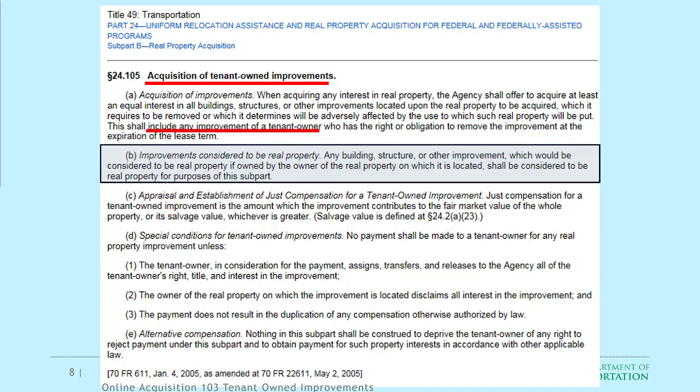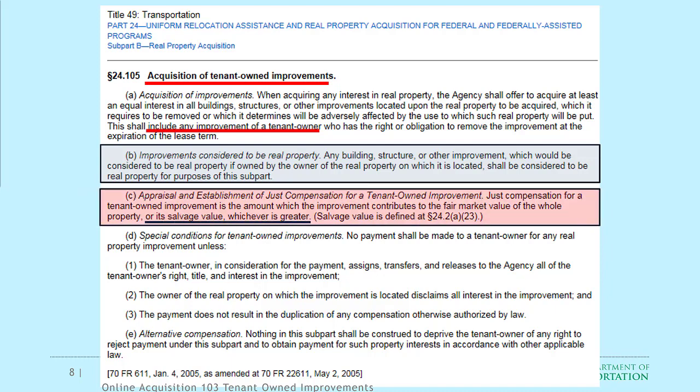shall be considered to be real property for purposes of this subpart, which we get into the appraisal of the establishment of the just compensation for a tenant-owned improvement. Just compensation for a tenant-owned improvement is the amount which the improvement contributes to the fair market value of the whole property or its salvage value, whichever is greater. That is very important when we get down a little farther into the process.